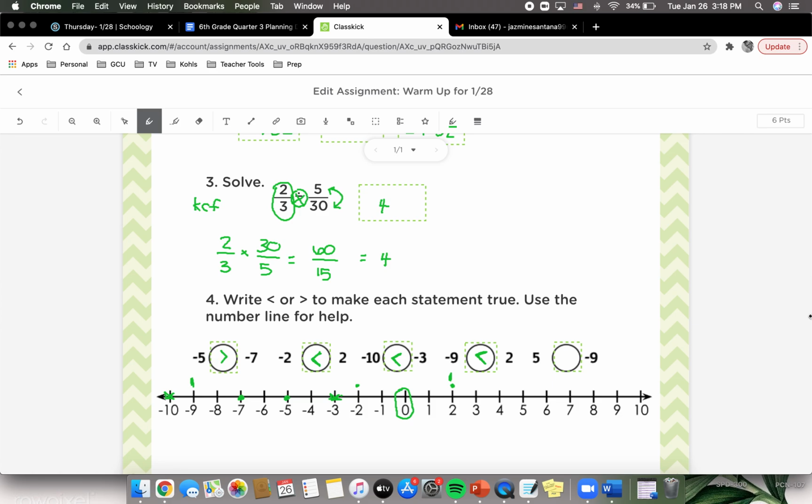And last but not least, we have positive 5 and negative 9. So negative 9 again is right here, and positive 5 is right here. So it's better to be positive in money than it is to be negative in money. So you're going to represent that positive 5 is greater than negative 9.